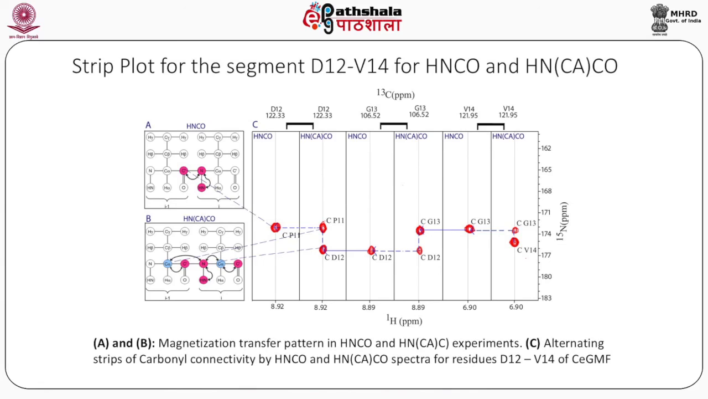And we see the HNCA-CO strip for the next amino acid G13. It shows a strong peak for its own carbonyl and then a weaker peak, and again this weaker peak corresponds to the strong peak, the single peak that is seen in the HNCO experiment of G13 in the adjacent strip, and so on and so forth for the D12 residue.